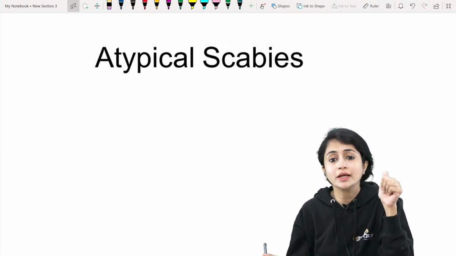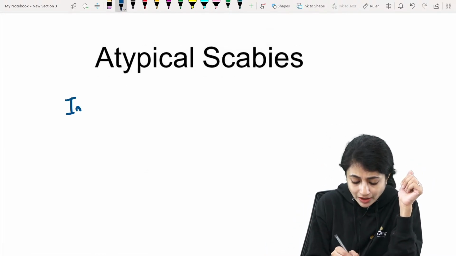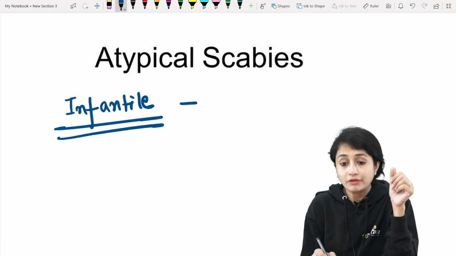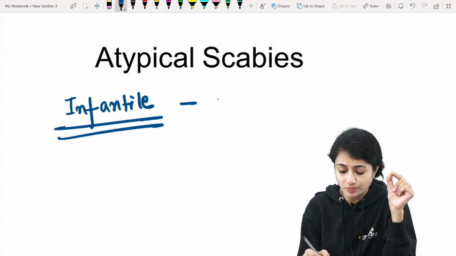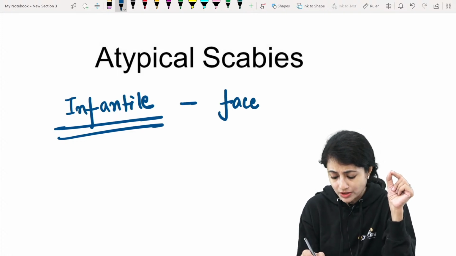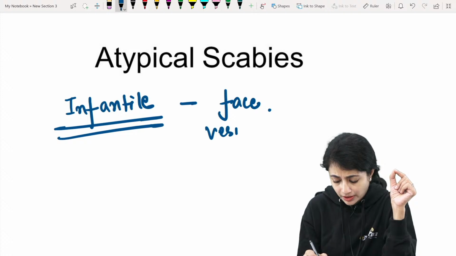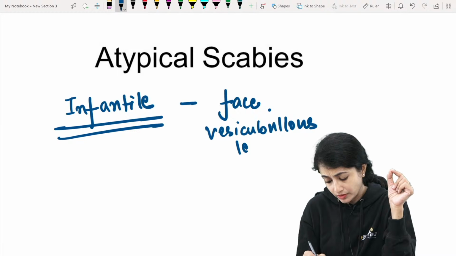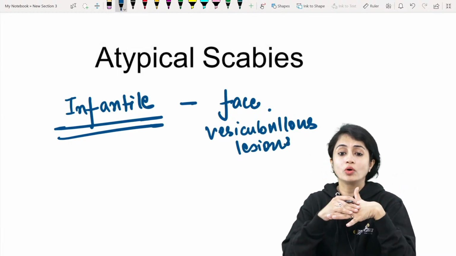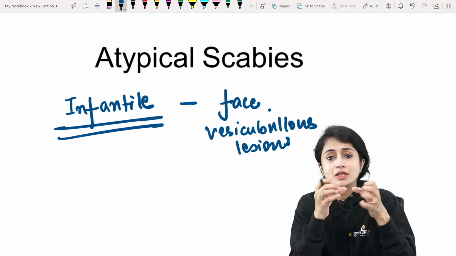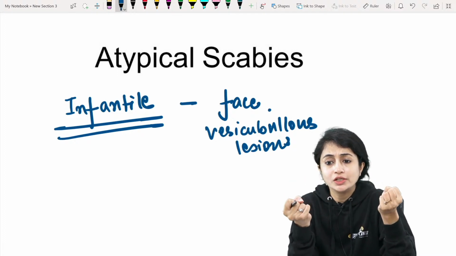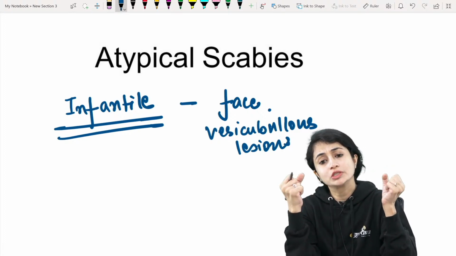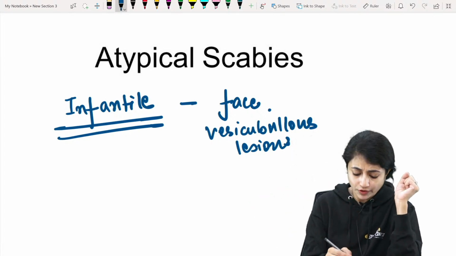What are the other atypical types of scabies? I just told you that adults do not have face involvement, but if I have an infant who is suffering from scabies, there would be face involvement, and they typically have vesiculobullous lesions which are present on the interweb space. Adults would scratch off, so a fluid-filled lesion would not be present. Infants do not scratch, so they have vesiculobullous lesions, and they have lesions on the face.